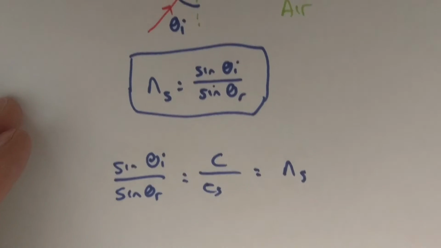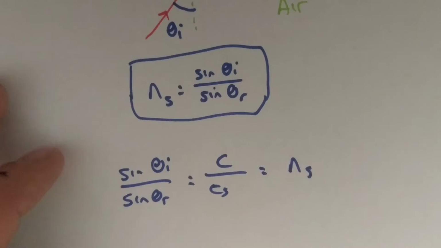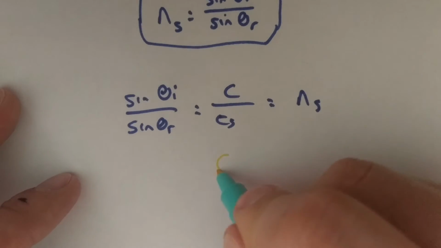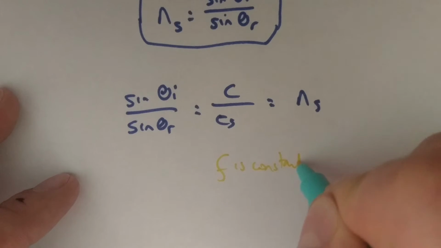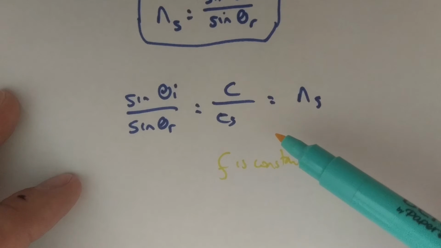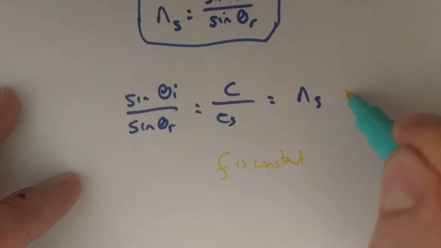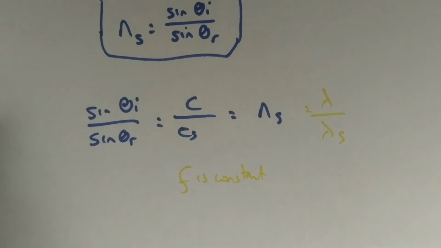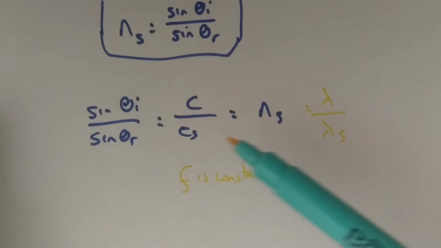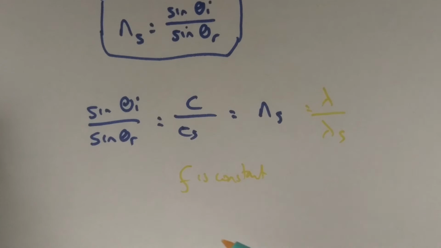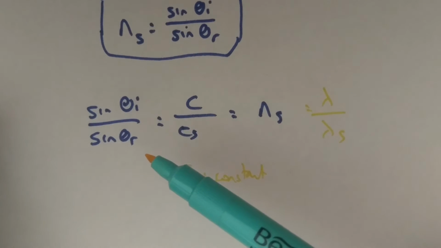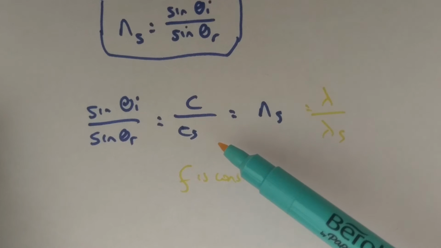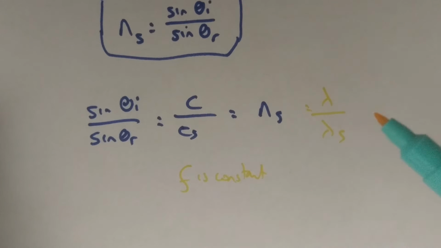We know when our light enters the material, its frequency is constant. So what that means, because we've got c over c in the substance and f is constant, we can also say that this will equal the wavelength over the wavelength in the substance. So for air, or when light's entering from air, we have these four relationships. Sine of the angle of incidence over sine of the angle of refraction equals the ratio of the speed of light, equals the refractive index of the material, equals the ratio of the wavelengths.